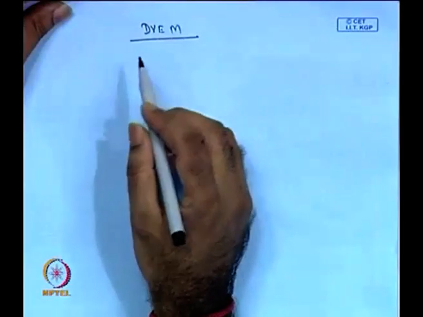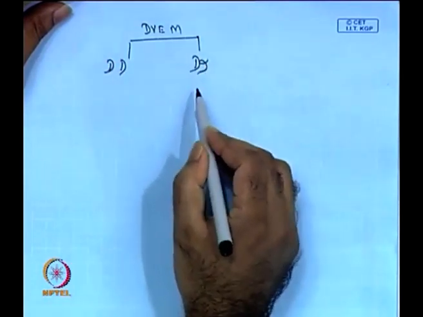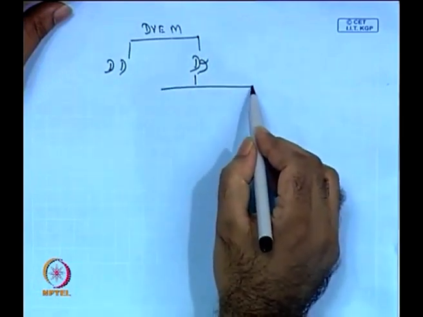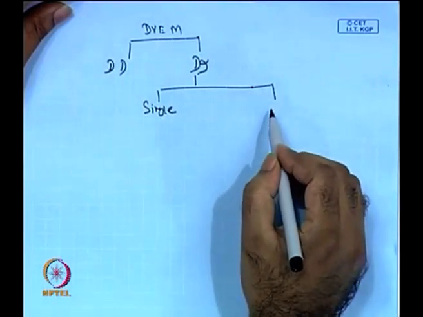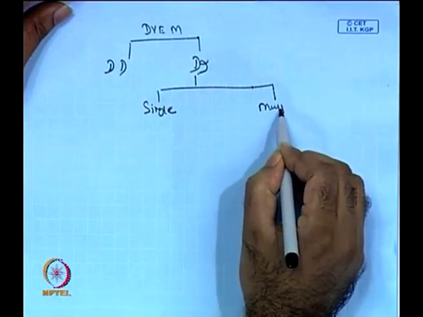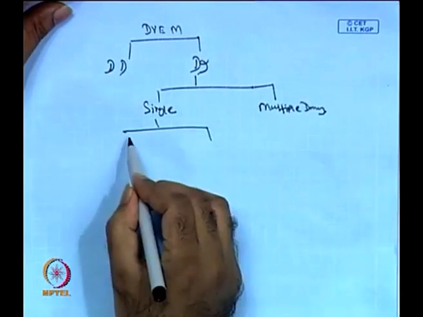In the last class we discussed the basic framework of dummy variable modeling. I will briefly highlight dummy modeling first, then we will proceed to its applications. Dummy variable econometric modeling can be divided into two parts: dummy dependent and dummy independent. In the case of dummy independent, it may be a single dummy or multiple dummy.